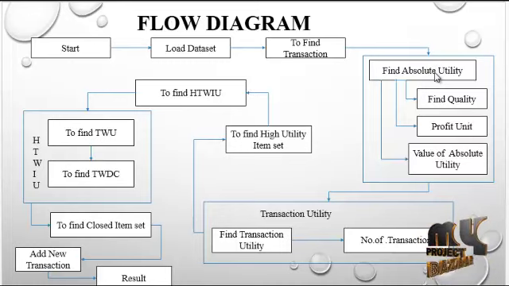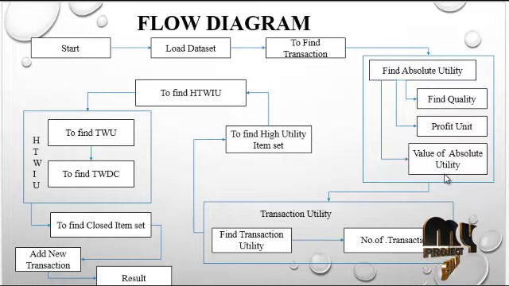What is the meaning of absolute utility? First of all, we need to know about utility. Utility is the measure of preference over some set of goods. It represents satisfaction experienced by the consumer of a good. Absolute utility refers to the ability of a party to produce a greater quantity of a product, good or service than another using the same amount of resources. While we find the absolute utility, at the same time we have to find the quantity of the product or items and the profit of the unit, and find the value of the absolute utility.